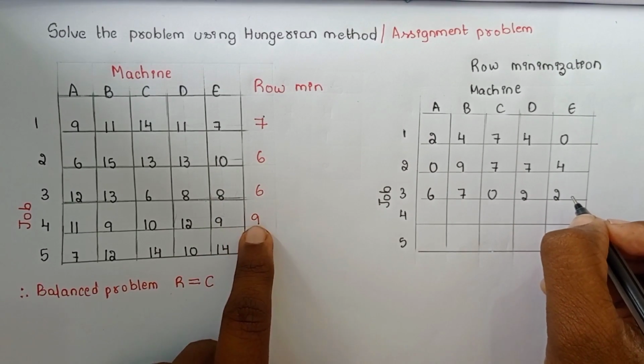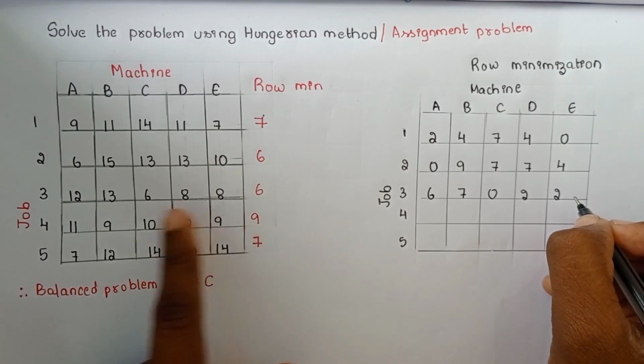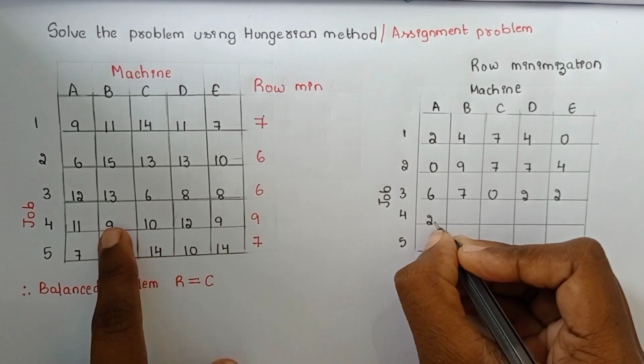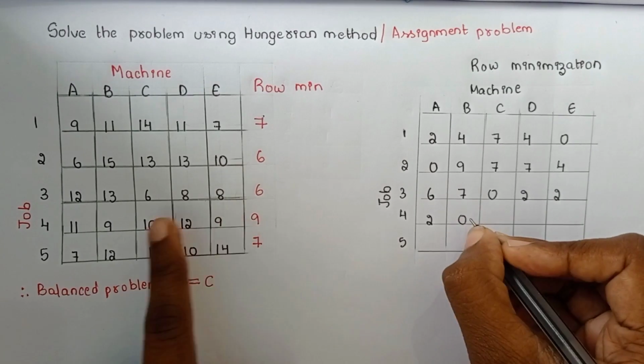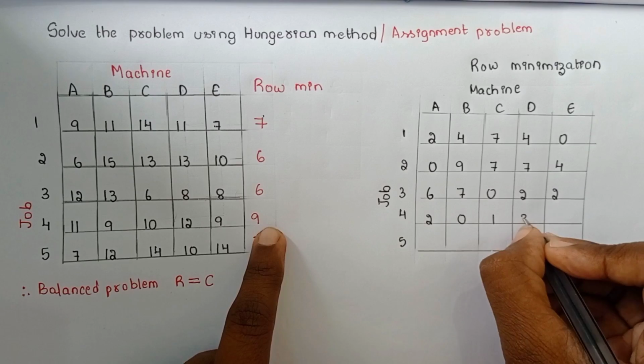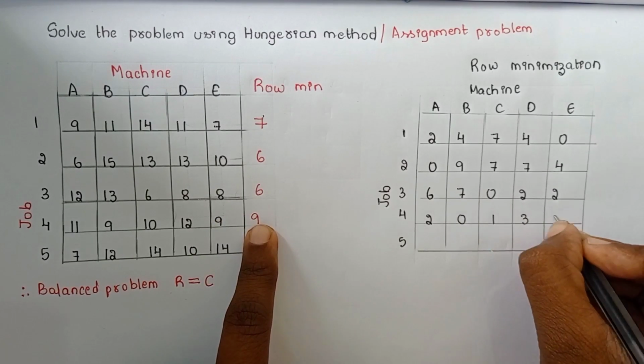So in the fourth row, the minimized value is 9. So 11 minus 9 is 2 and 9 minus 9 is 0, 10 minus 9 is 1, 12 minus 9 is 3 and 9 minus 9 is 0.